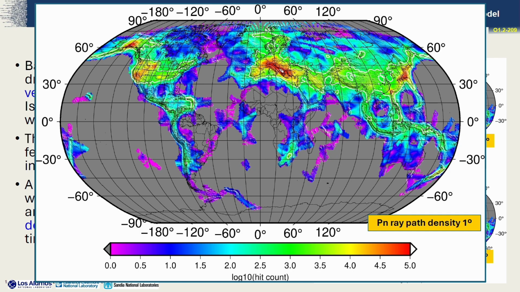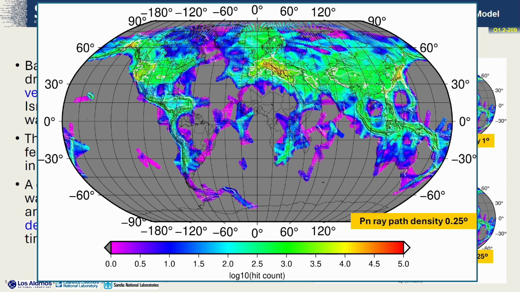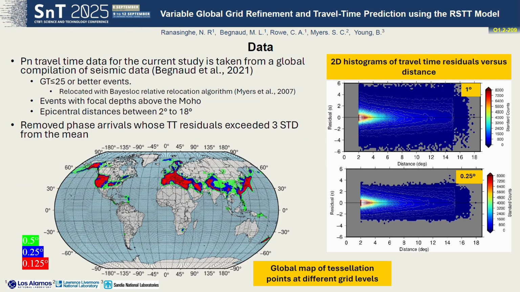And so this is just showing a ray density for the 1 degree grid, and we're going up to, in some of these grids, 10 to the 5th. And once we go down to 1/4 of a degree, we're still getting values around 10 to the 4th or so in some of these smaller cells. So we feel like this is going to justify our refining the grid in those locations.